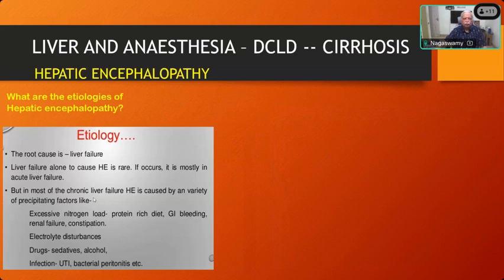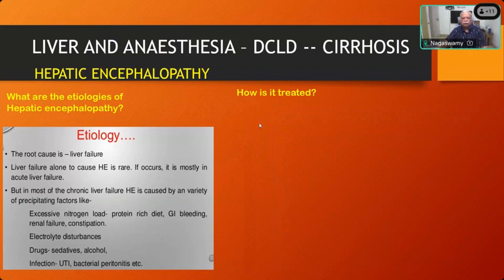So most of the chronic liver failure is caused by a variety of precipitating factors like excessive nitrogen load, that is protein-rich diet, GI bleeding, renal failure or constipation, electrolyte imbalance, drugs like sedatives or alcohol, or infections, UTI, bacterial peritonitis. These are all the etiology.